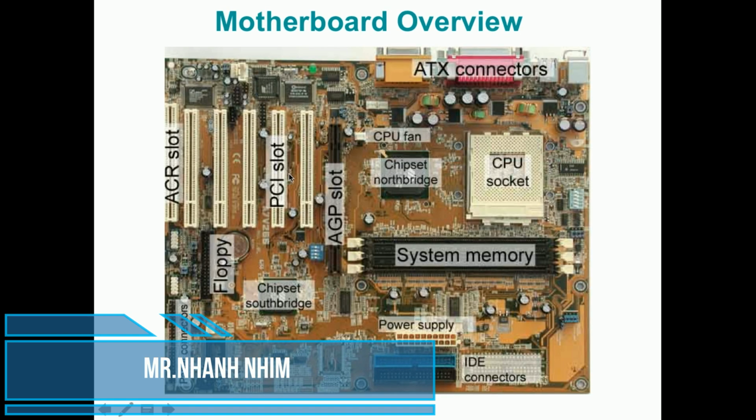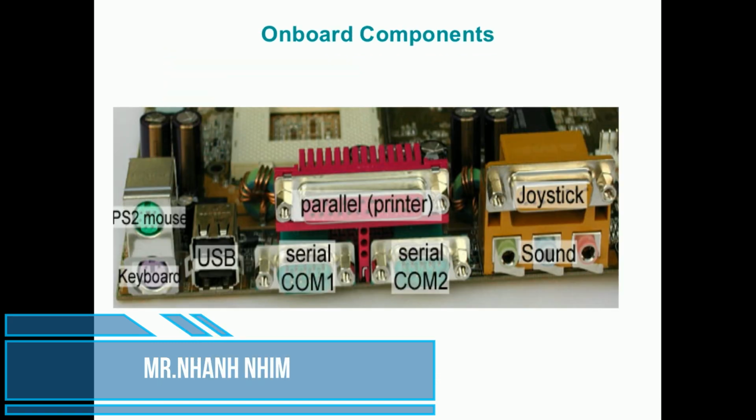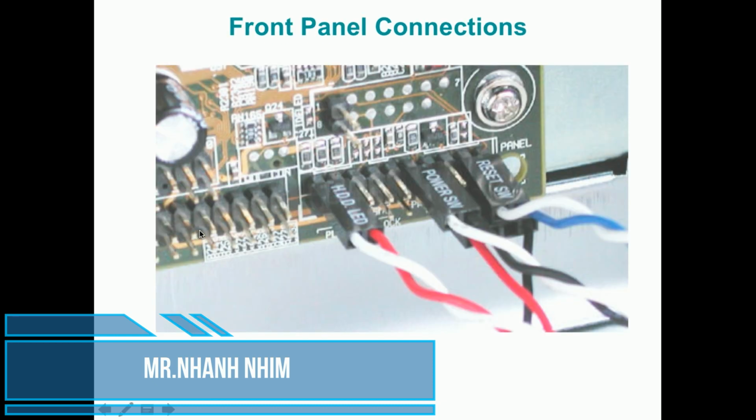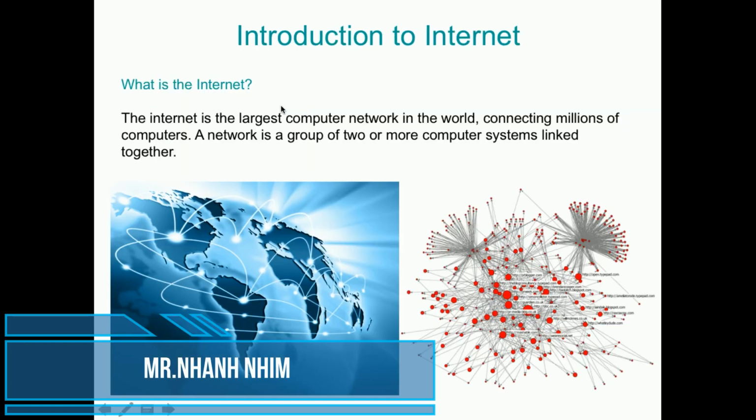The motherboard was also described already last time, and this one we can say is about the onboard components here. Here we can see the parallel port for printer, joystick, sound, serial COM 2, serial COM 1, USB or keyboard. Okay, you see a kind of device for the computer. Okay, this one is for front panel connection. We can connect to other devices like another computer by a front panel connection. Okay, that's all.